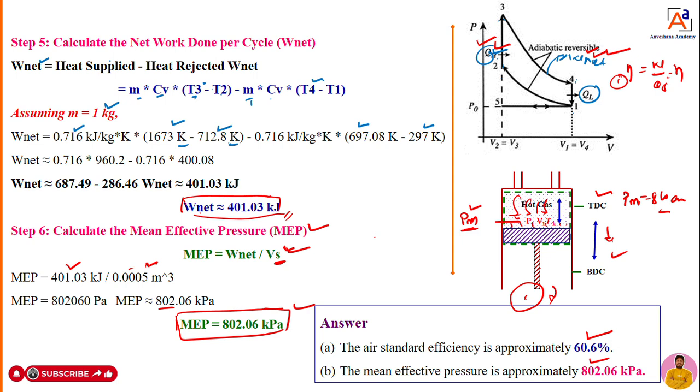Dear students, in detail I have explained this problem for better understanding. So please, the concept and fundamental knowledge play a very important role. So for that purpose, in detail I try to explain. So please go through my videos. If you have any doubts, you can contact me, or else you can comment, so I can explain you well. Okay, so this is how to solve the problem on Otto cycle.